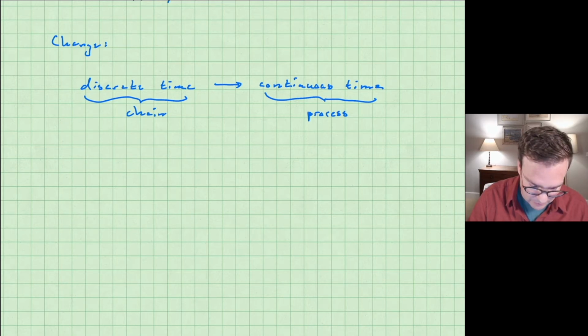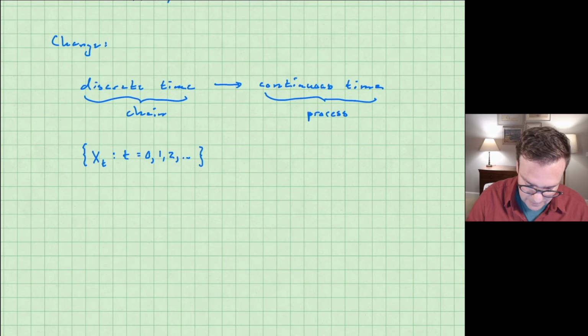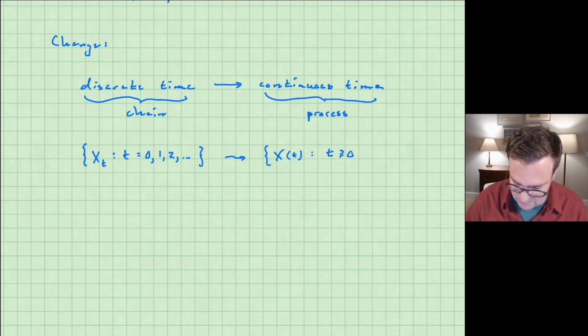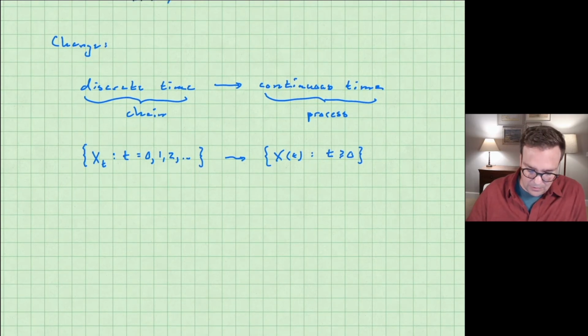For us, the chain looked like this. We had x sub t, and t or n we use sometimes, which was 0, 1, 2, and so on. So that was the chain. And for a Markov process, this is what we're going to use now: x of t, where t is greater than or equal to 0. It's a real number here. So that's the change that we're going to look at, and it has a variety of ramifications.